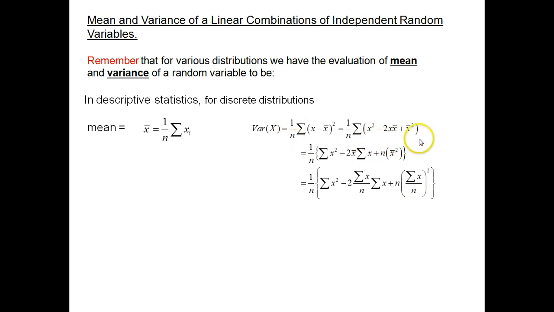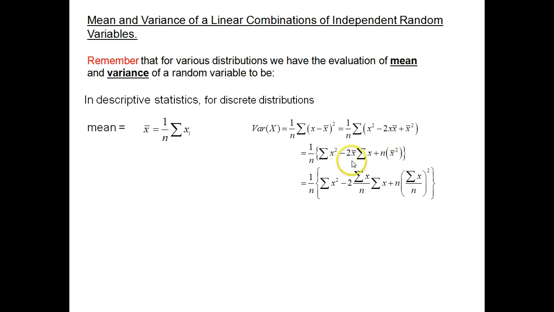But if we multiply the square bracket out and take the sigma in, x bar is a constant, so we can take the sigma in. So we go sum of x squared minus 2x bar sum of x plus n times x bar squared. Being as we're adding n times, we need n of that constant, all divided by n.